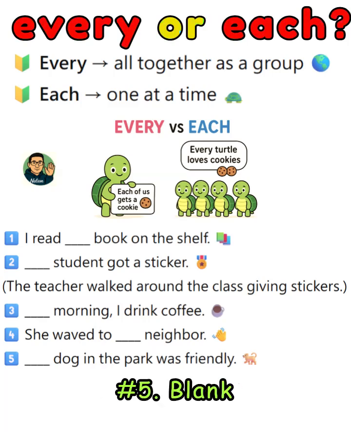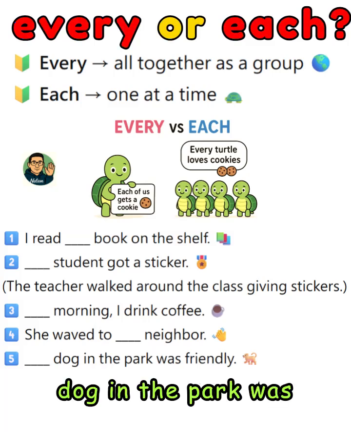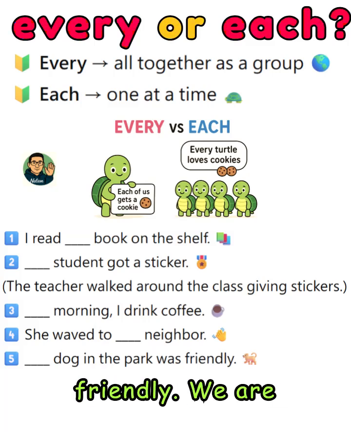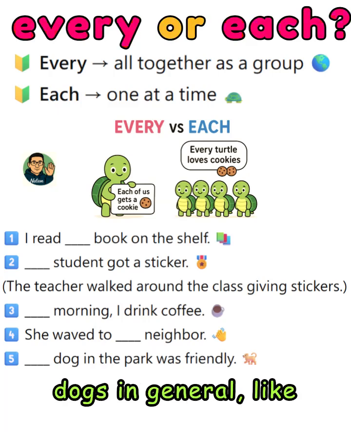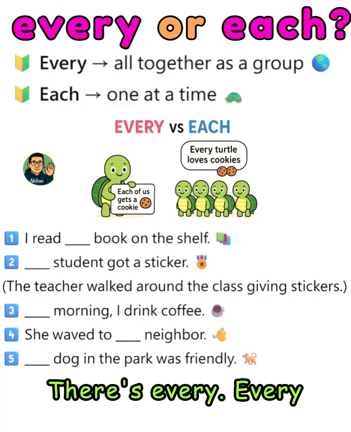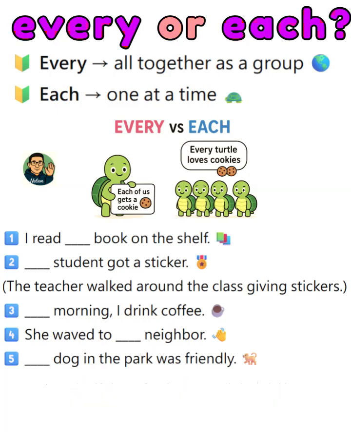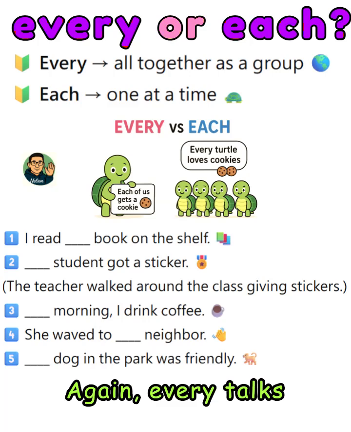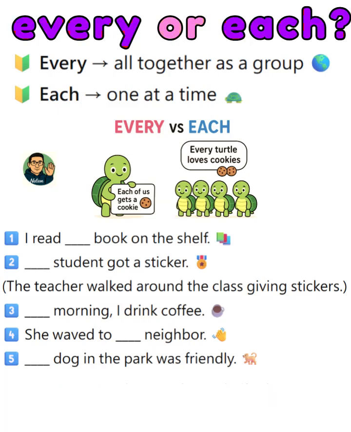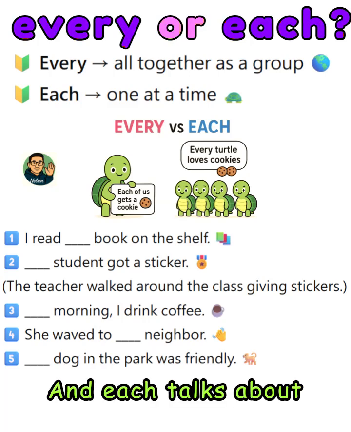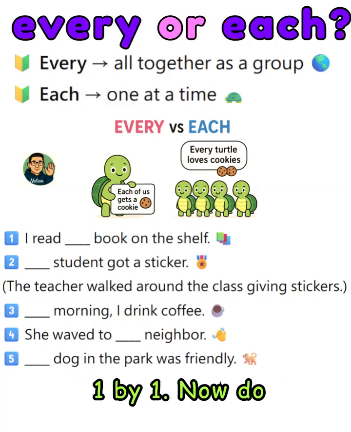Number five, blank dog in the park was friendly. We are talking about all dogs in general, not like a group, right? That's every dog was friendly. Again, every talks about a whole group, and each talks about one by one.